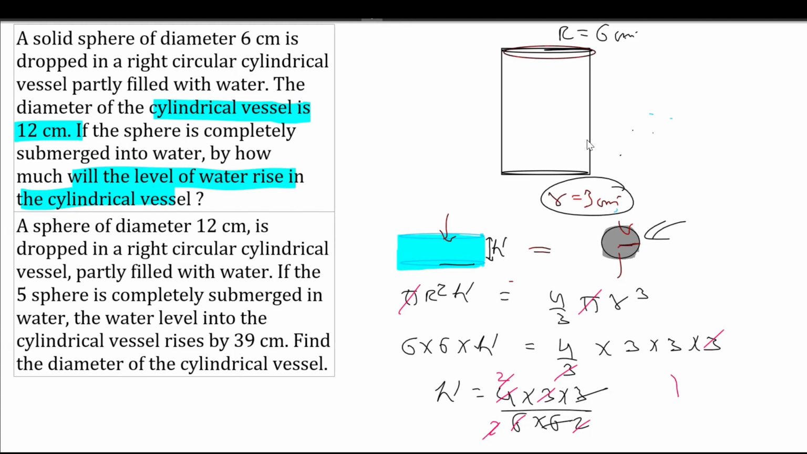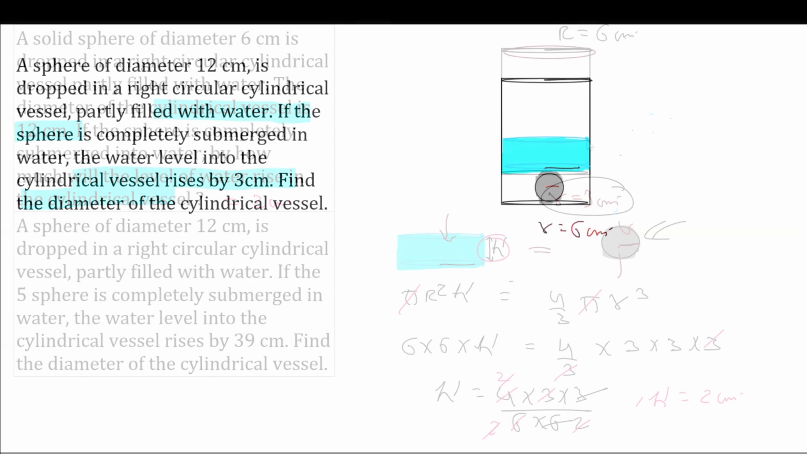So we got H dash, right? So the rise in the level of water, H dash, is how much? 2 centimeter. Now this is how we got the answer. That is, the rise in the level of water is how much? 2 centimeter. Now let's check the other one.